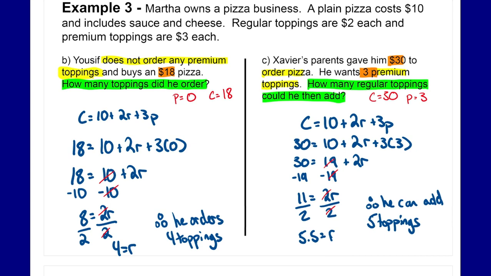In any other question, if you're just looking to answer or looking to find the value, you could leave it as 5.5 or round up, but given the scenario, you can't. You have to leave it at 5.